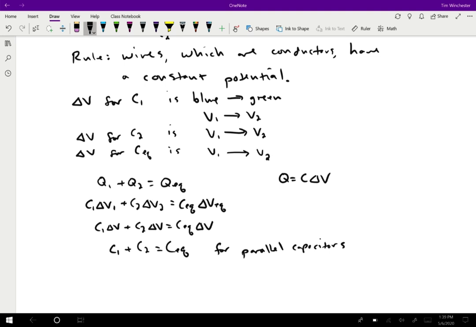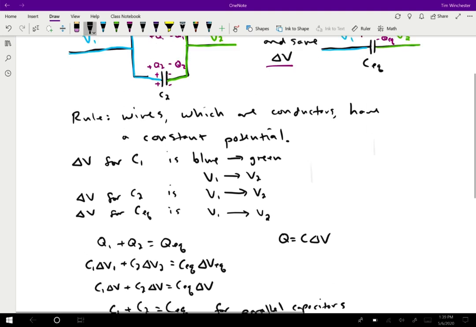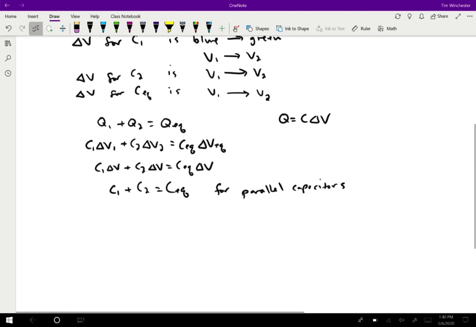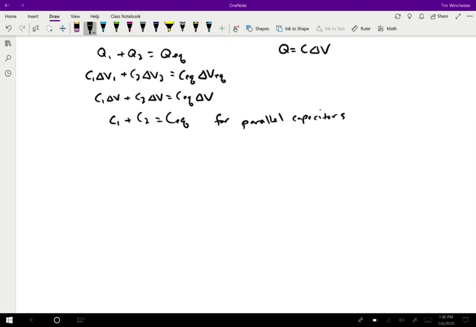All right, so the idea here then is I can take capacitors that are in parallel and I can replace them with an equivalent capacitor, which is much simpler. Instead of having to worry about two capacitors, now I've made them just one capacitor. Okay, so let's do the same thing for the series case.